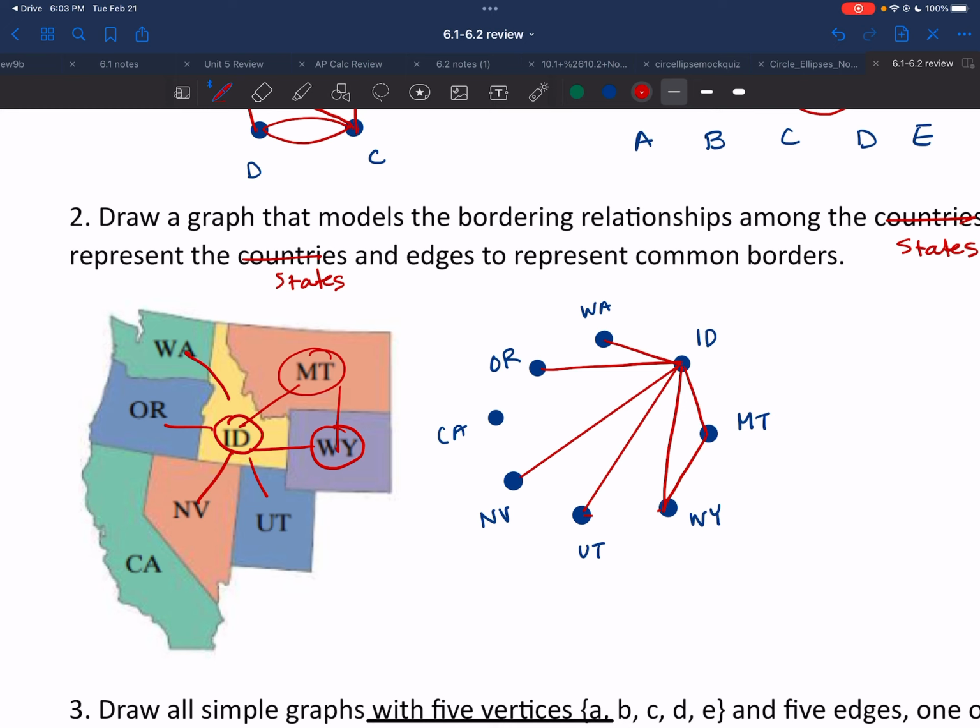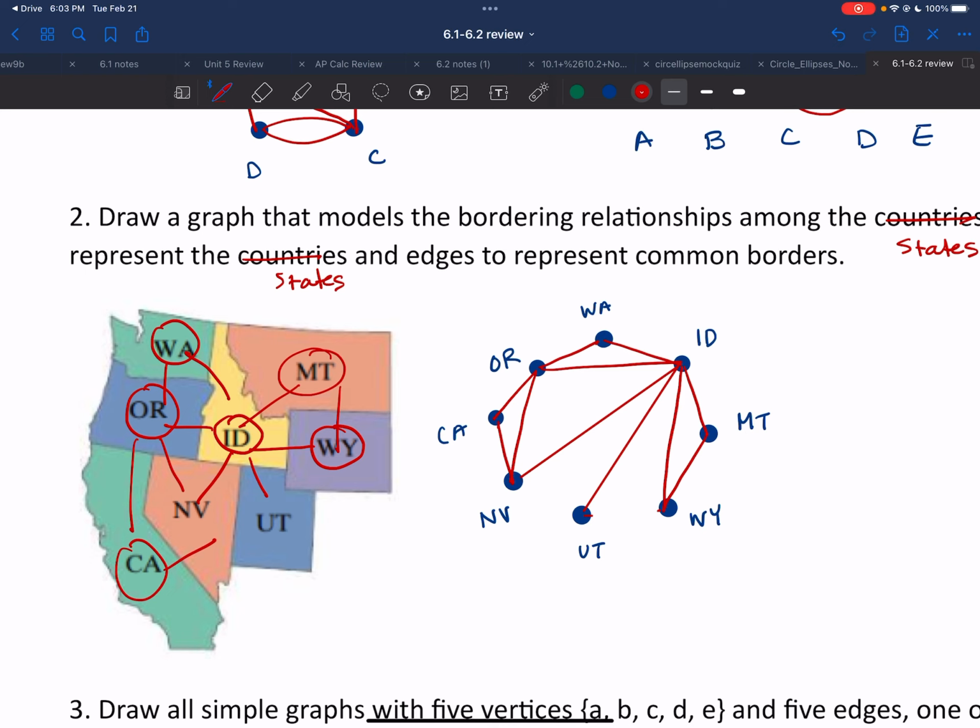So looking at Washington, that's connected to Idaho and connected to Oregon. So we need to connect that with Oregon. Let's take a look at Oregon. The only connections we need there are to California and to Nevada. And then we look at California. That is connected to Oregon. We've got that already. And we need to connect that to Nevada.